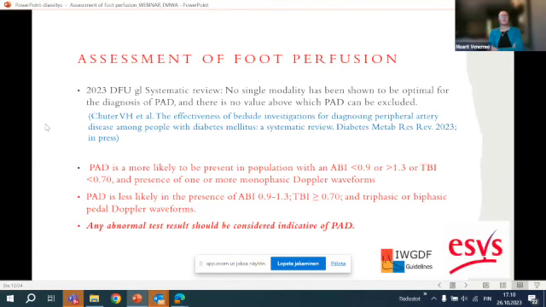So let's go back to the joint guidelines about the diabetic foot ulcer. It says no single modality has been shown to be optimal for diagnosis of PAD, and there is no value above which PAD can be excluded. PAD is more likely to be present in a population with ABI less than 0.9 or ABI over 1.3 or TBI less than 0.7, and presence of one or more monophasic Doppler waveforms. PAD is less likely in presence of ABI between 0.9 and 1.3 or TBI over 0.7 and triphasic or biphasic pedal Doppler waveforms. Any abnormal test result should be considered indicative of PAD.